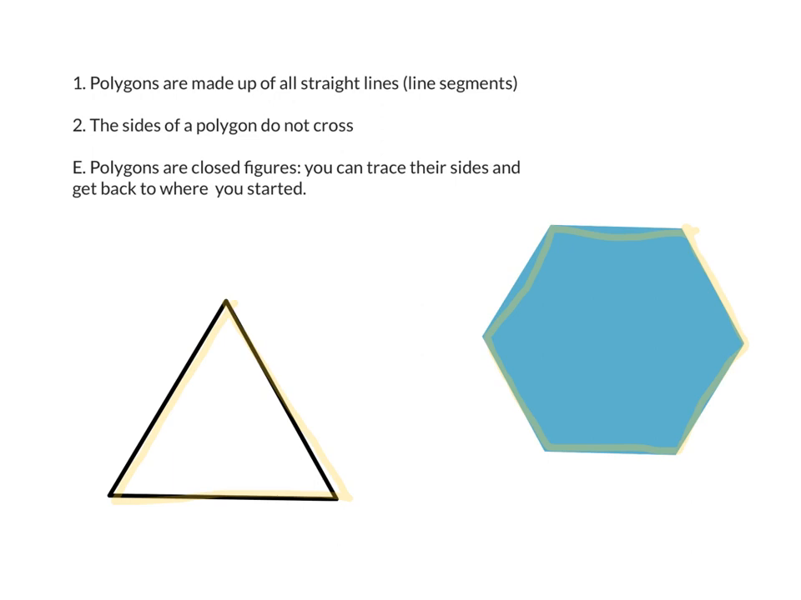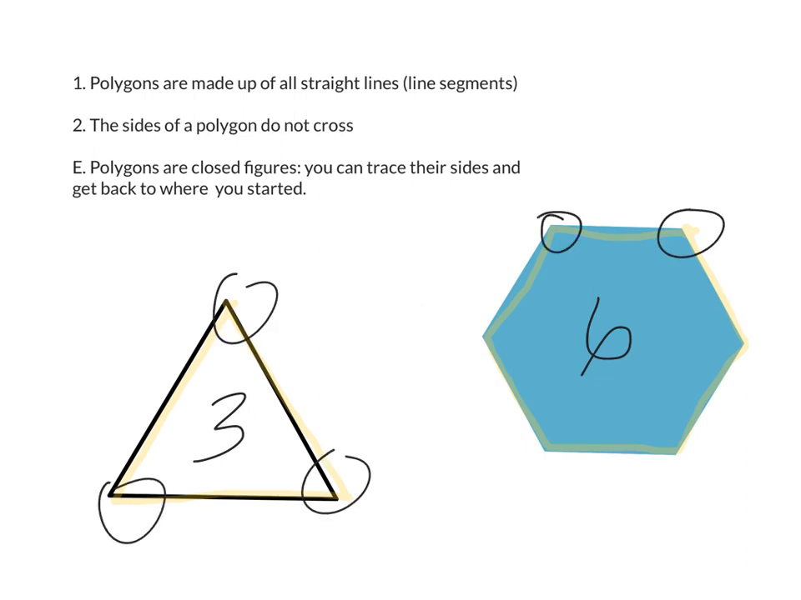Now, when we're looking at polygons, we want to start looking at their attributes. How many sides do they have? This triangle has 3. This hexagon has 6. Same thing with the vertices. How many do they have? So we're going to take a look at that today, and we're going to be comparing these different things.